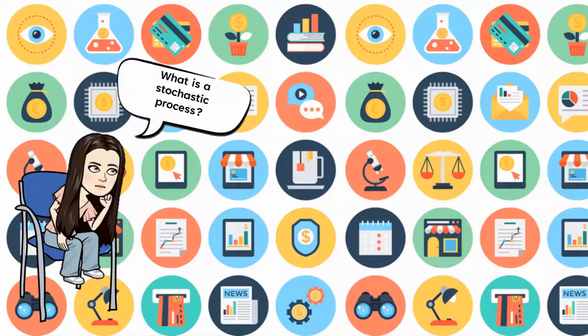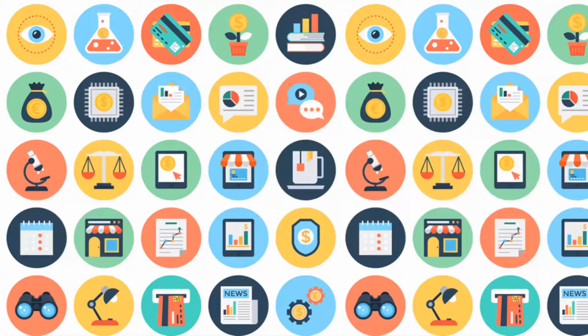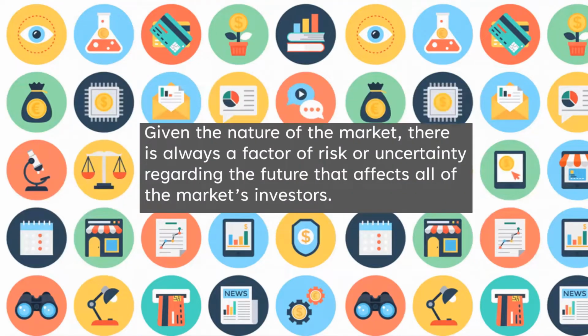What is a stochastic process? A stochastic process is a system in which the states or future situations are uncertain, as they are determined not only by predictable elements but also by random elements. Sometimes, the force of chance in the market is more influential than the deterministic aspects of it, but sometimes it is the other way around.